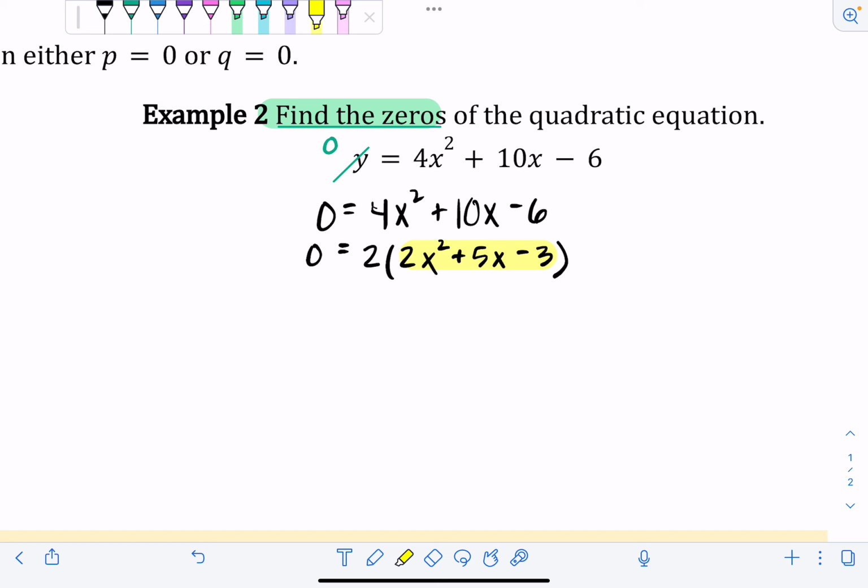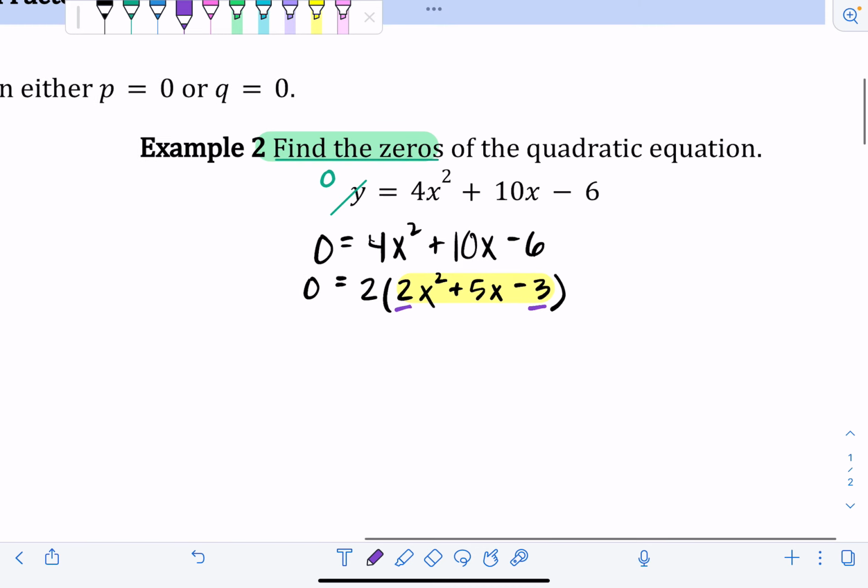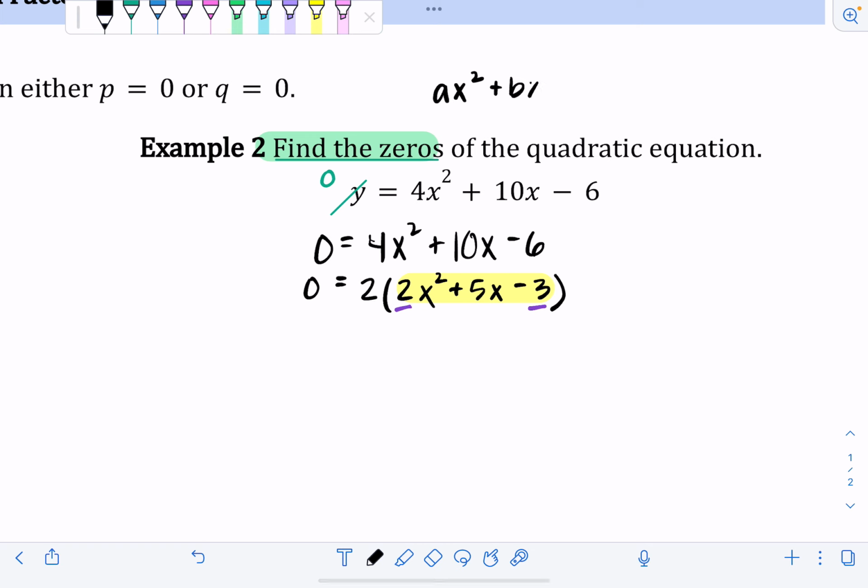Since there's 3 terms and the lead coefficient is a number other than 1, I'm going to use the decomposition method from lesson 20. The decomposition method says that we have to take A times C. Remember, when I say A times C, I'm referring to the standard form of a quadratic, which is ax squared plus bx plus c. In this case, A would be 2 and C would be negative 3. B, the coefficient of x, is 5. So A is always the number in front of x squared, B is always the number in front of x, and C is always the constant.